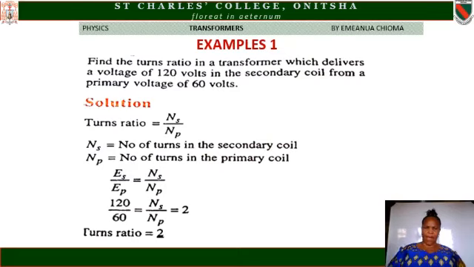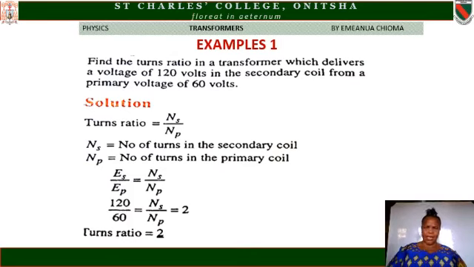Example 1. Find the turns ratio in a transformer which delivers a voltage of 120 V in the secondary coil from a primary voltage of 60 volts. The turns ratio is given as NS over NP. NS is the number of turns in the secondary coil and NP is the number of turns in the primary coil. The formula for a transformer is ES over EP is equal to NS over NP.